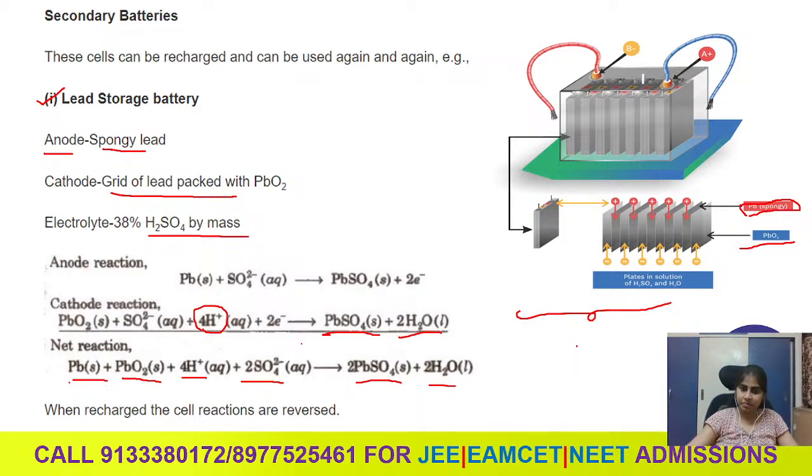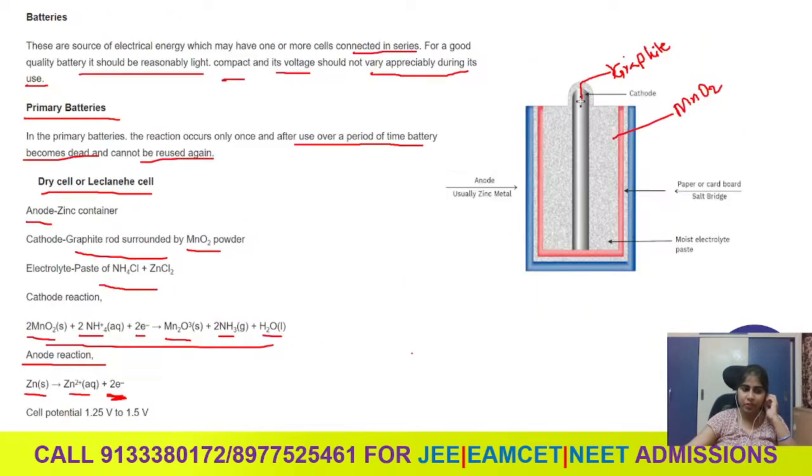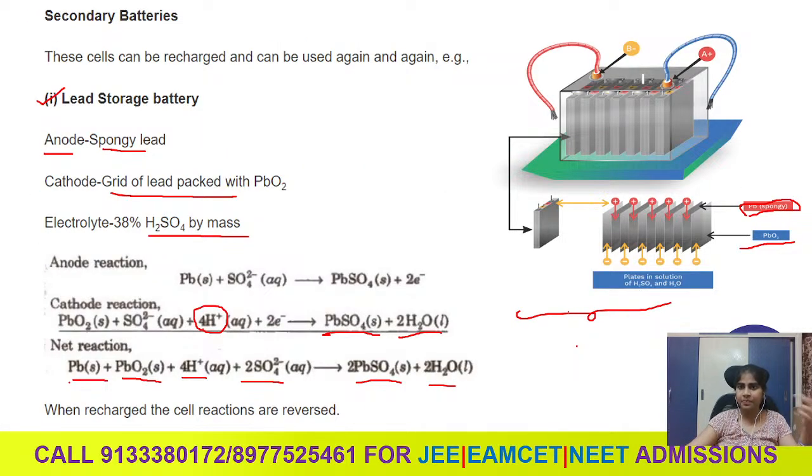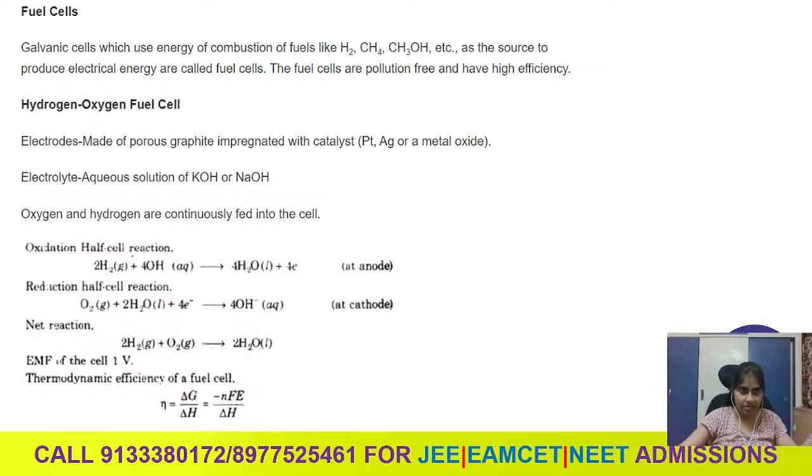When this is recharged, this PbSO4 is again converted into its ions and it is again used for generating energy. See, when recharged, all the cell reactions will be reversed. It will again convert into its PbO2 and Pb form. And next we have fuel cells.